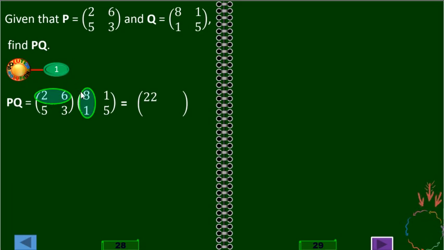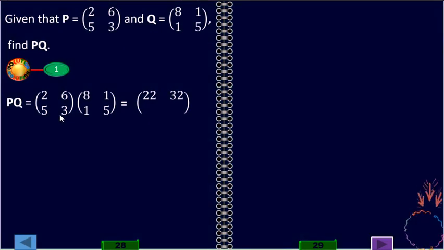So that will be 2 times 8, 16, plus 6 times 1, 6. 16 plus 6 is 22. Then we now take the next one. First row multiplying second column. That's 2 times 1 is 2. Then 6 times 5 would be what? 30. So what would that be if you add everything? That gives you 32. So the same way, you go to the next one.